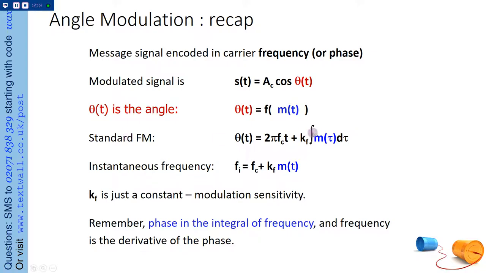So for FM, we take the angle and we integrate it. Why do we say we integrate it? Because the frequency is the derivative of the phase, and for FM, it's a function of the message. So for PM, we don't integrate it. Okay, so here, phase is the integral of frequency and vice versa. Frequency is the derivative of phase. Very important. That was, as I said, the most important message from last week's lecture.